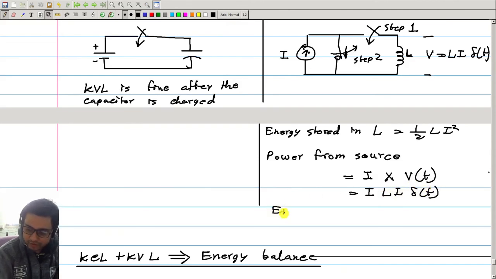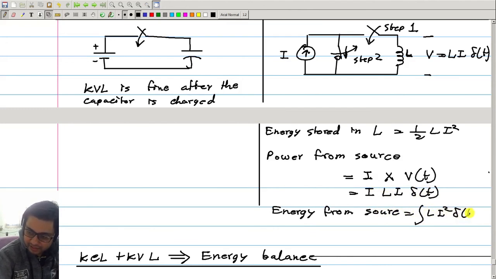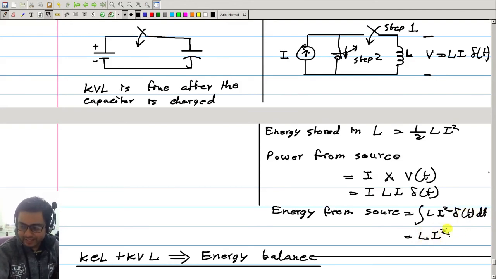Now the energy from the source, you do the integration. So L I square delta t dt, and delta t integration is 1, so it comes out to be L I square. And see, once again, just like this capacitor situation, same imbalance we are getting, L I square and half L I square, just like here. Okay, now how do we justify this imbalance?